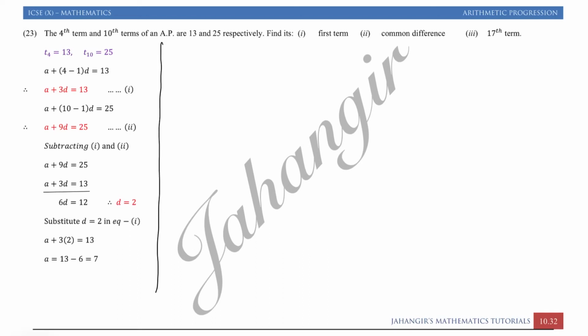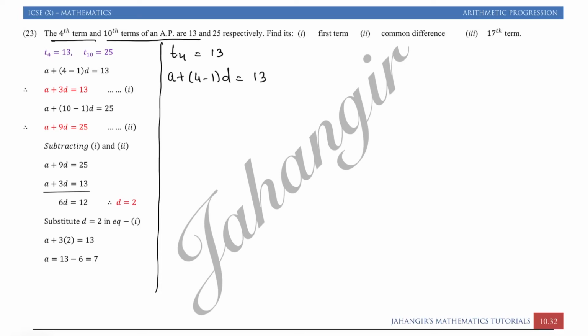Question number 23. If the 4th term and the 10th term of the AP are 13 and 25, find the first term, common difference, and 17th term. It is quite similar to the previous question. So here we can say T4 is equal to 13. So the value of T4 is A plus 4 minus 1 into D is equal to 13.